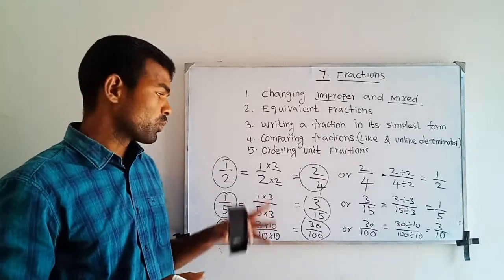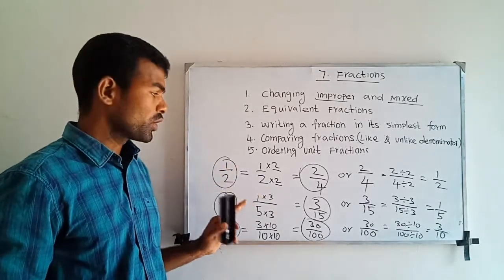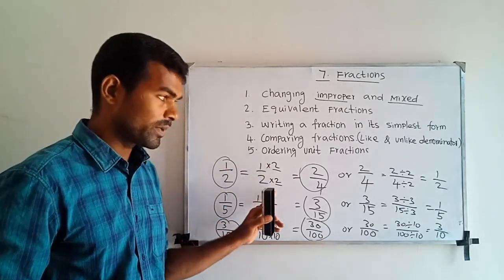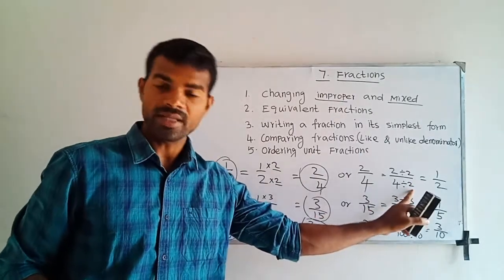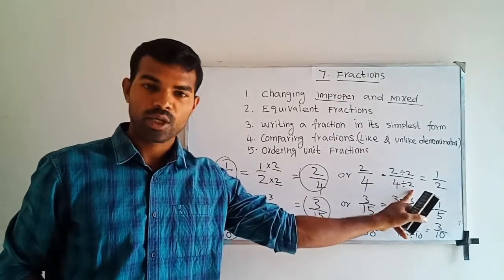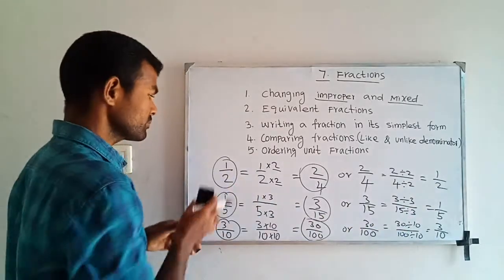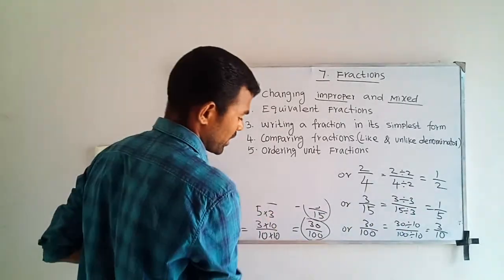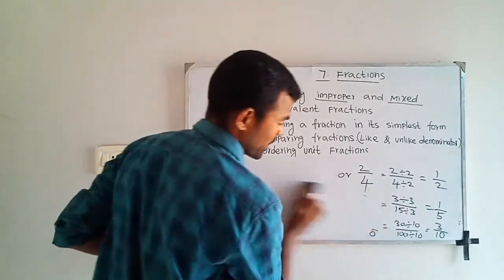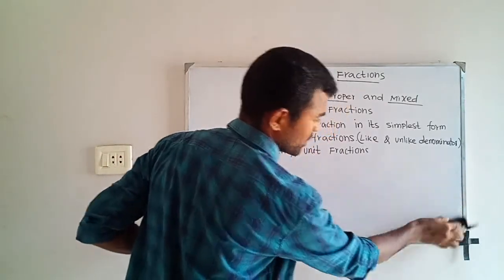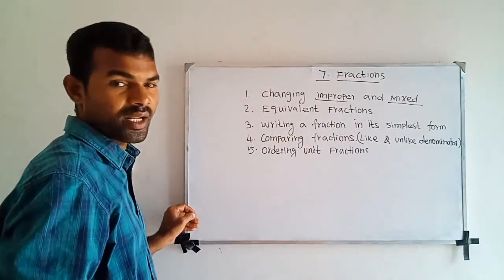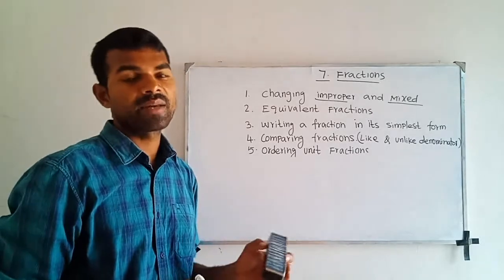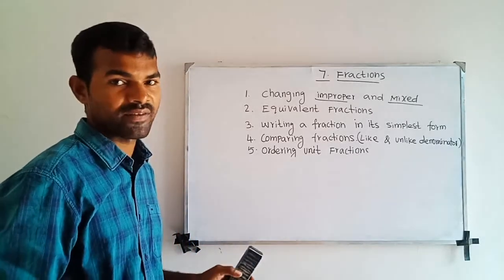For an equivalent fraction, you are multiplying both numerator and denominator by the same number or dividing by the same number. This is an equivalent fraction. We are getting the equivalent fraction by multiplying or dividing both the numbers, both numerator and denominator. Yes, by the same number. That is the equivalent fraction.